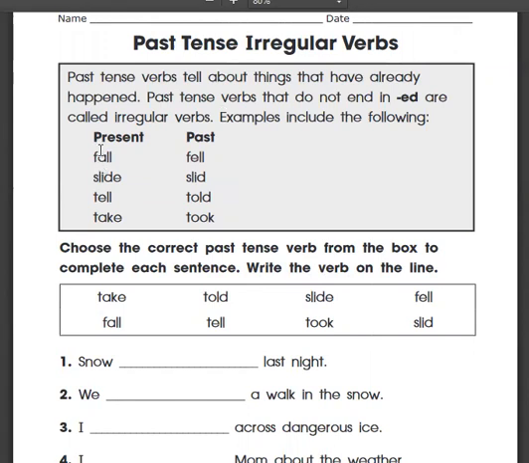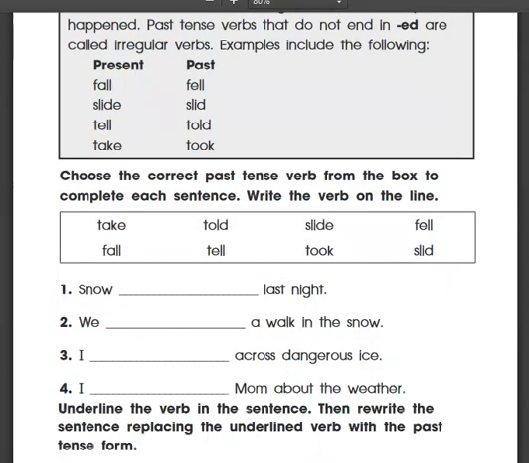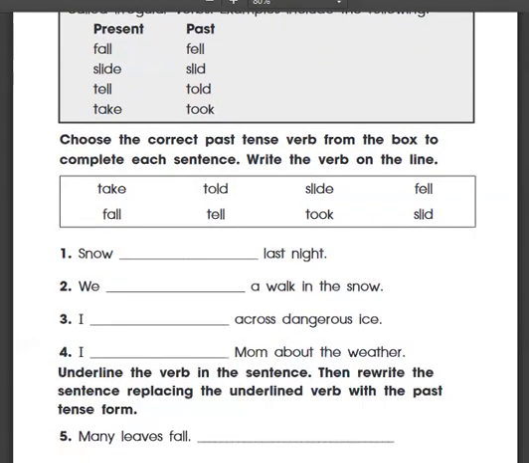So if it's happening right now, I fall. If it's happened in the past, I fell. If I'm doing it right now, I slide. But if it happened in the past, I slid. The present is I tell you something. But if it's happened before, I told you. And then finally, I take or I took. So we're going to be using one of those words for each of these sentences down here, okay?